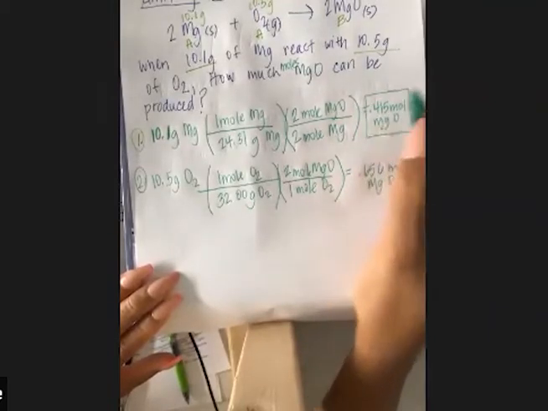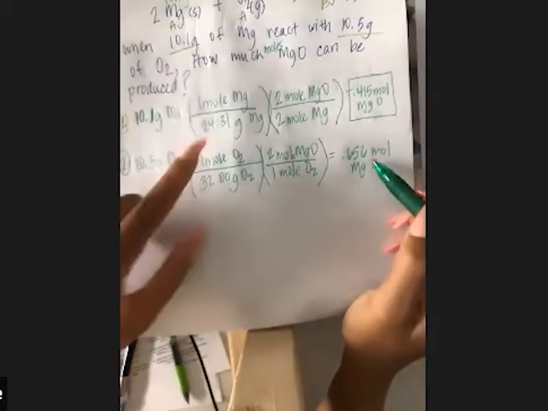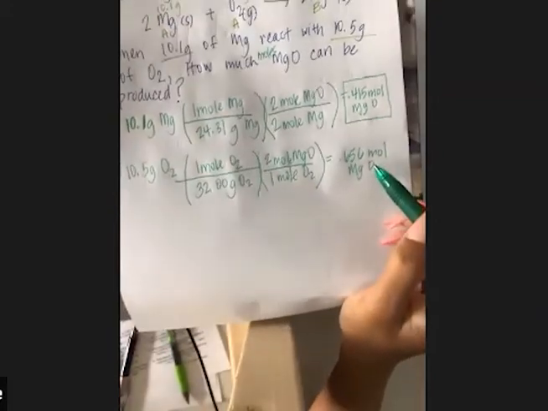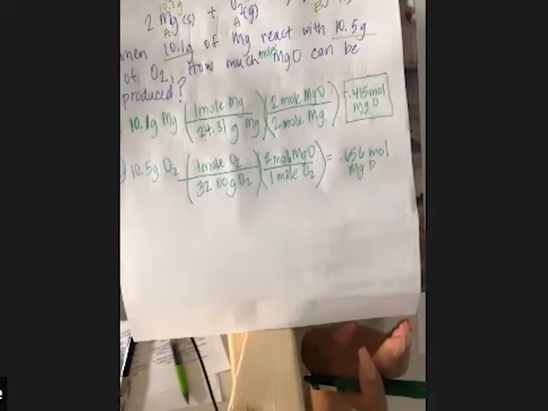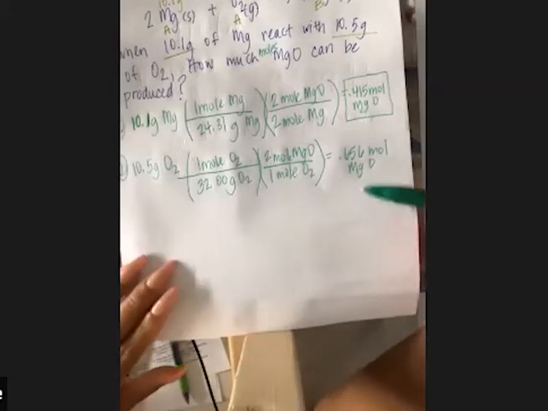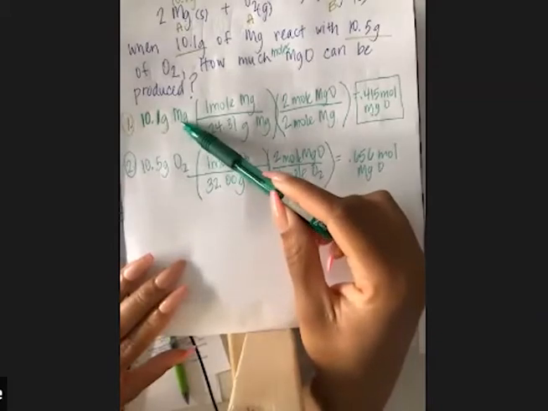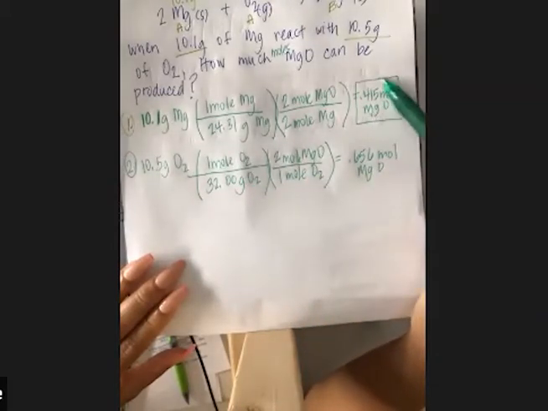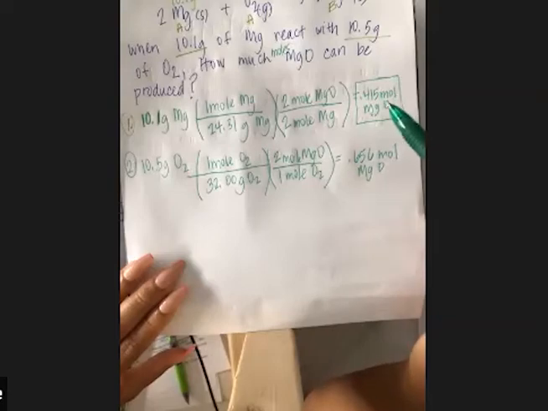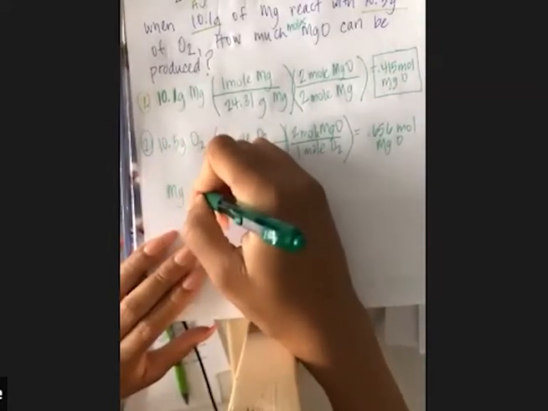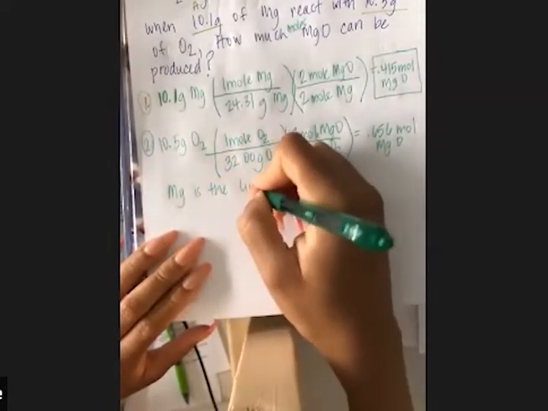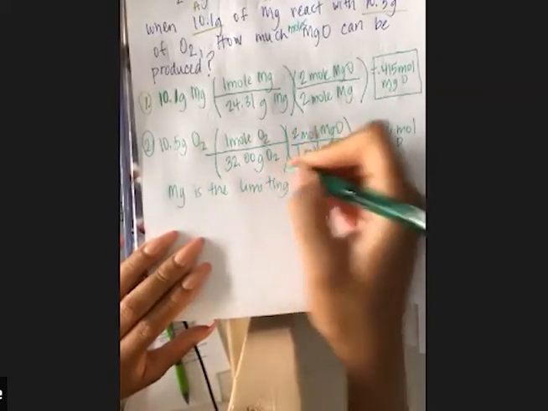This is the least amount. I do not have enough magnesium to make this much. Just like with the wieners and the hot dog buns, clearly I have 4 hot dog buns and I could make more hot dogs if I had more wieners like this much, but I don't have enough of the other reactant to make that much, so I can only make this. We say this is how much can be produced. We say that the magnesium is the limiting reactant.